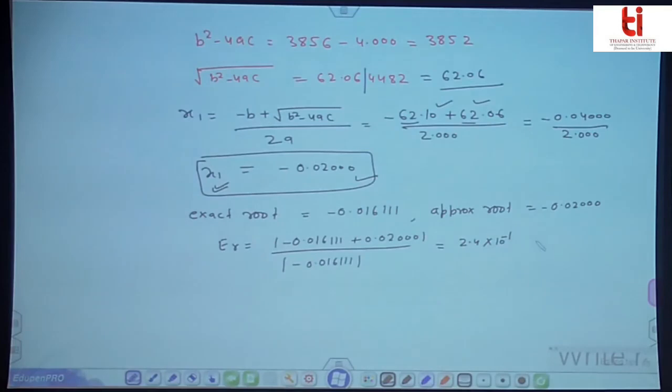So this is the error we are getting, the relative error. That is a big error, 0.24. It is not a very small error.